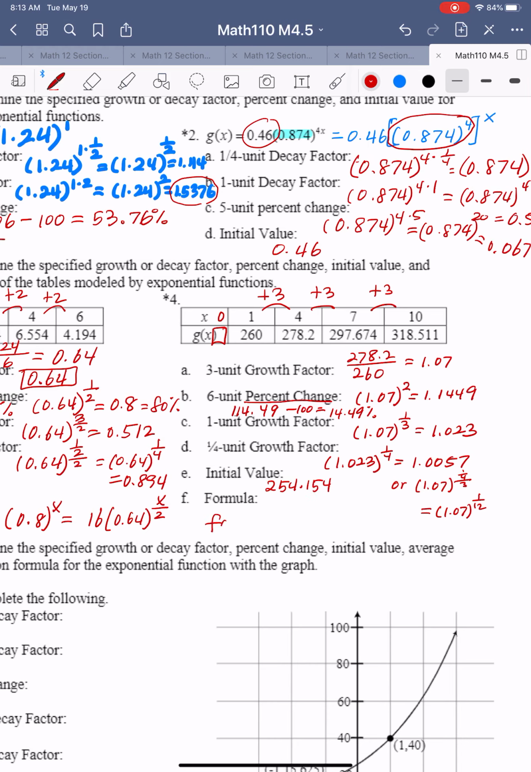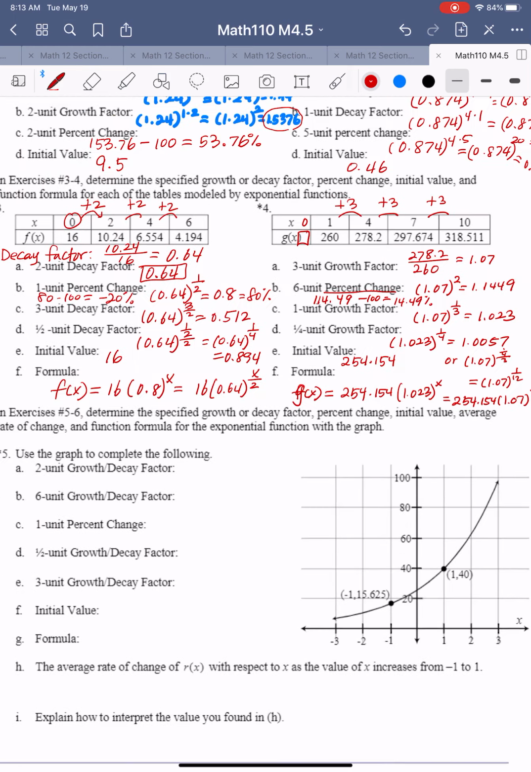And then the formula function, it's a g, sorry. G of x is 254.154. You can use either one, but I would like to use the 1 unit growth factor, so 1.023 to the x power. Okay, and then also you can use 254.154 times 1.07 to the x over 3. So either way you can do this.